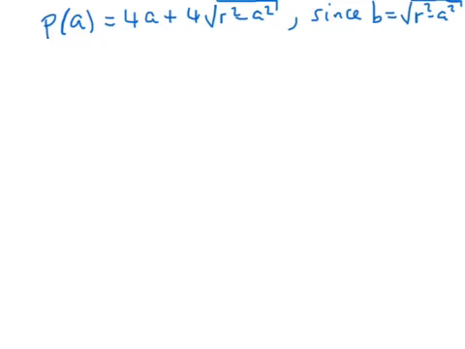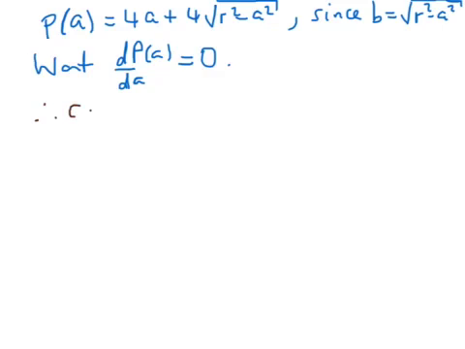So the result that we had a moment ago was that the perimeter written in terms of one variable a can be written as 4 times a plus 4 times the square root of r squared minus a squared, because our other variable b we've seen can be written as the square root of r squared minus a squared. So we want to look for a stationary point, so we want the derivative with respect to a of our perimeter to be equal to 0.